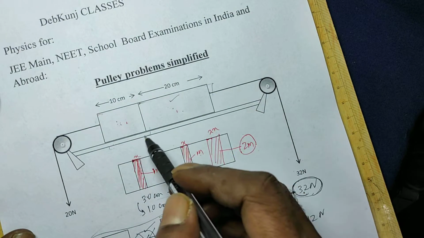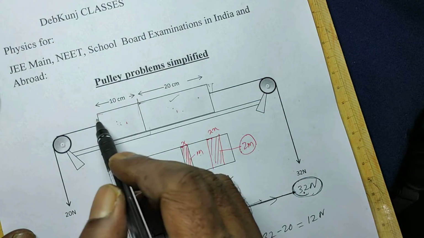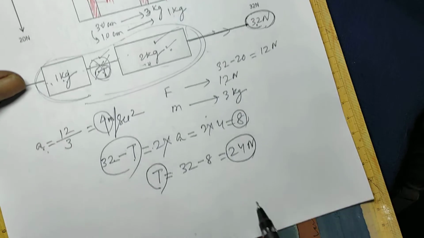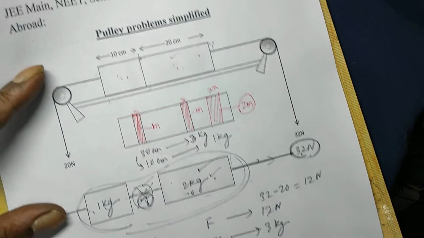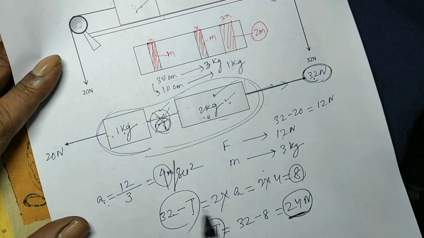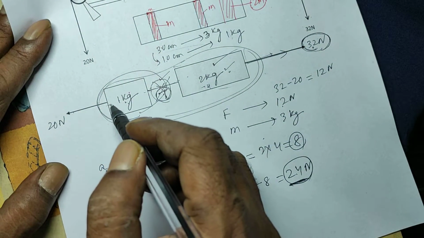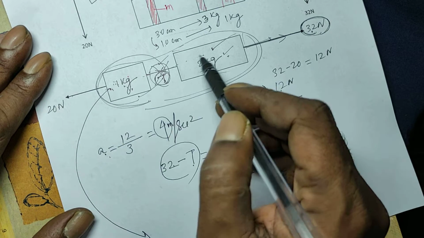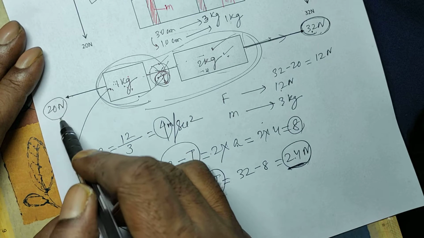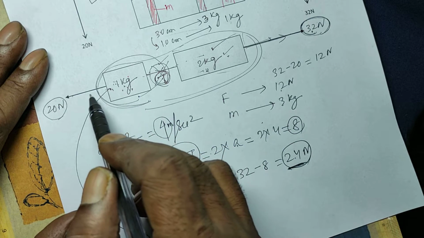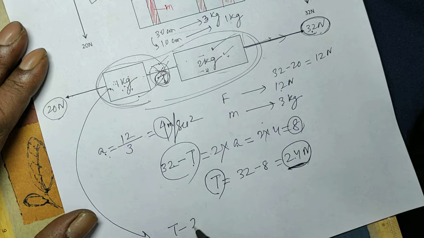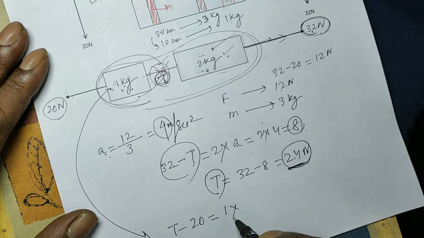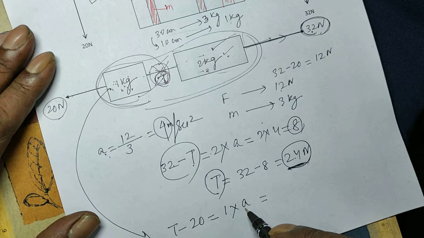So this 20 centimeter part of this uniform rod having length 30 centimeter and total 3 kg is applying 24 Newton force on this part. You can do so from here also. If you look at this, this is being pulled towards the right due to the tension T and is being opposed by 20 Newton. So for this 1 kg, the net force to this side is T minus 20. That will be its mass, that is 1, times acceleration. Acceleration we have already found as 4.